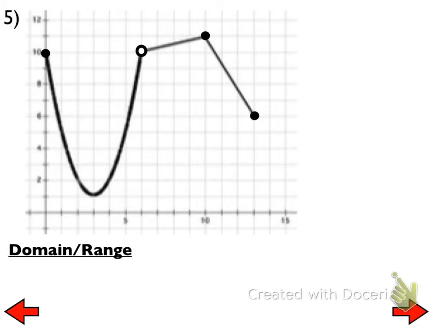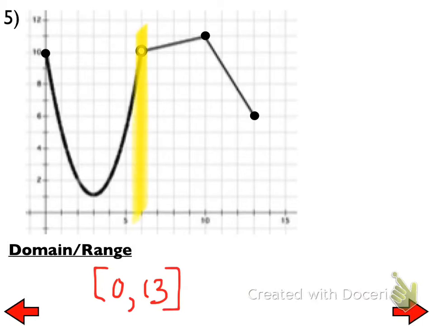So domain, we're talking about x values. And so there were some people who thought that the domain was 0 to 13. By the way, that is not correct. Why is that not correct? Fritz? Because at 5, 10, 6, 10, the circle is open. Yeah, there's a hole right there in that graph.